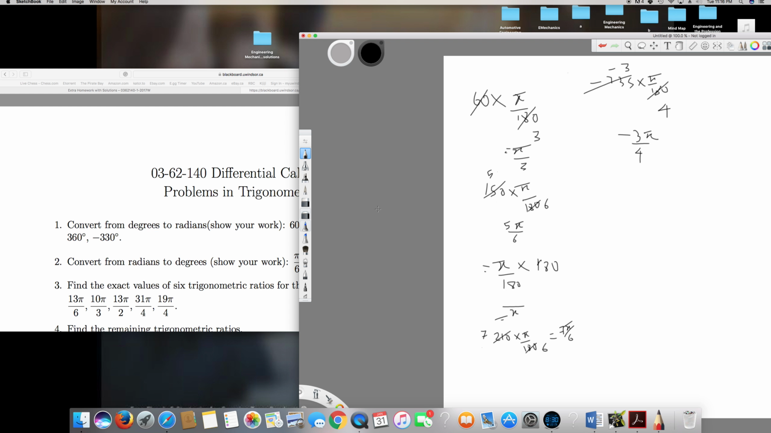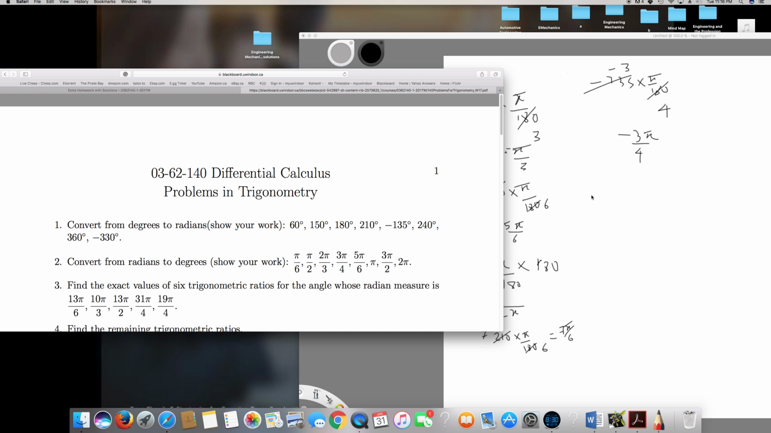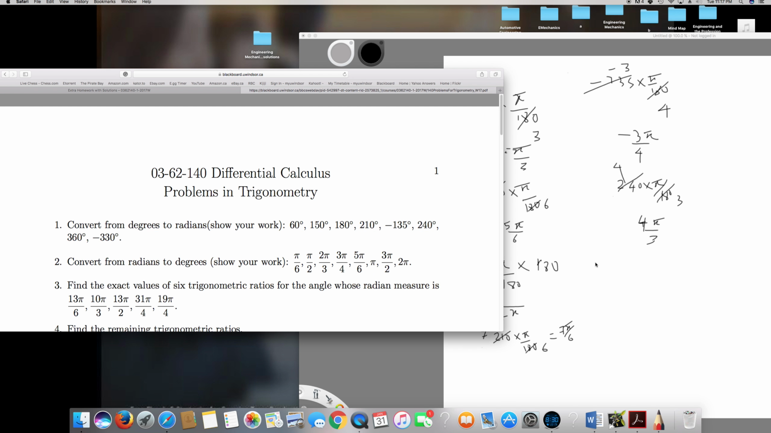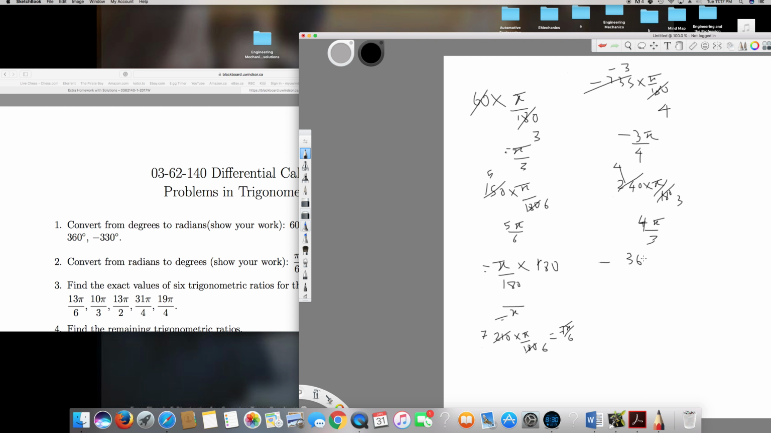And the next one is asking what is 240. 240 multiplied by π over 180. So we can say 60 times 3 is 180, and 60 times 4 is 240. So 4π over 3. And the next one is asking what is 360. That's really easy. 360 multiplied by π over 180 is going to be 2π, since 180 times 2 is 360.